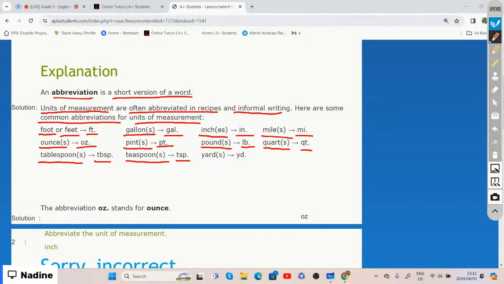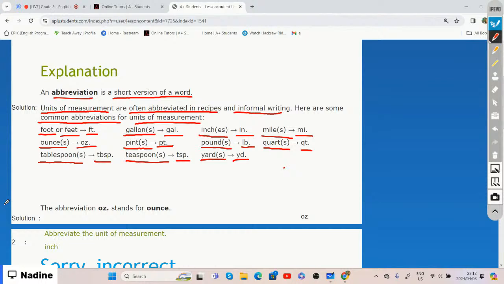And if you want to say yards, right? Yards, and then YD for yards. And like I said, not forgetting the period. So these are a few abbreviations, or more like these are the common abbreviations for units of measurements, right?